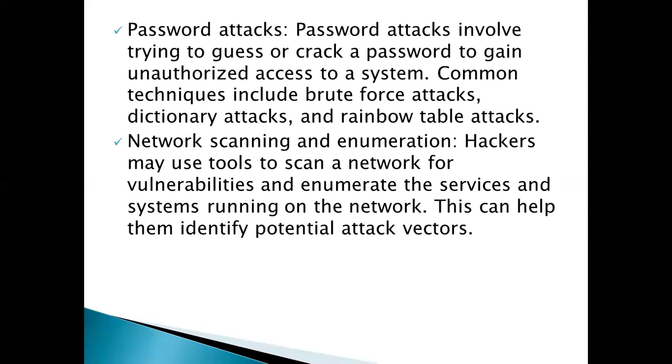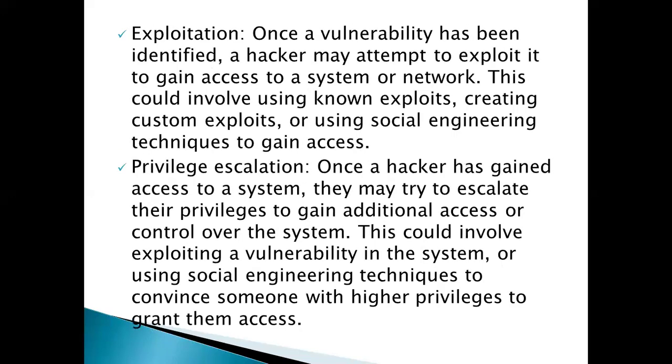Network scanning and enumeration. Hackers may use tools to scan a network for vulnerabilities and enumerate the services and systems running on the network. This can help them identify potential attack vectors. Next one is exploitation. Once a vulnerability has been identified, a hacker may attempt to exploit it to gain access to a system or network. This could involve using a known exploit, creating a custom exploit, or using social engineering techniques to gain access.